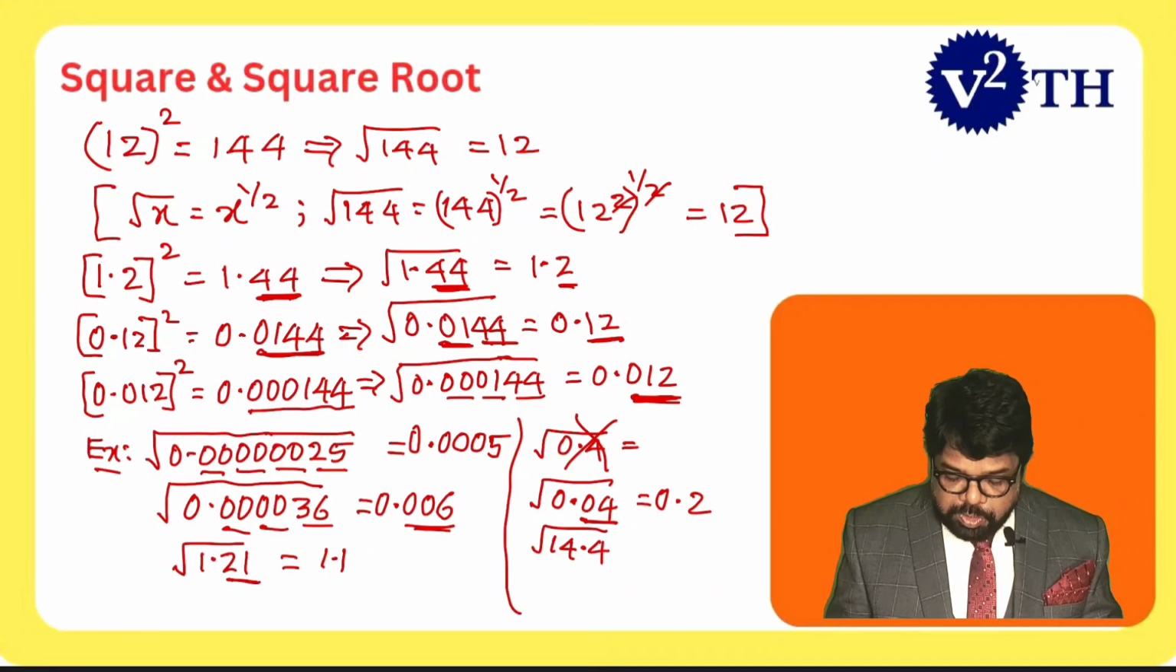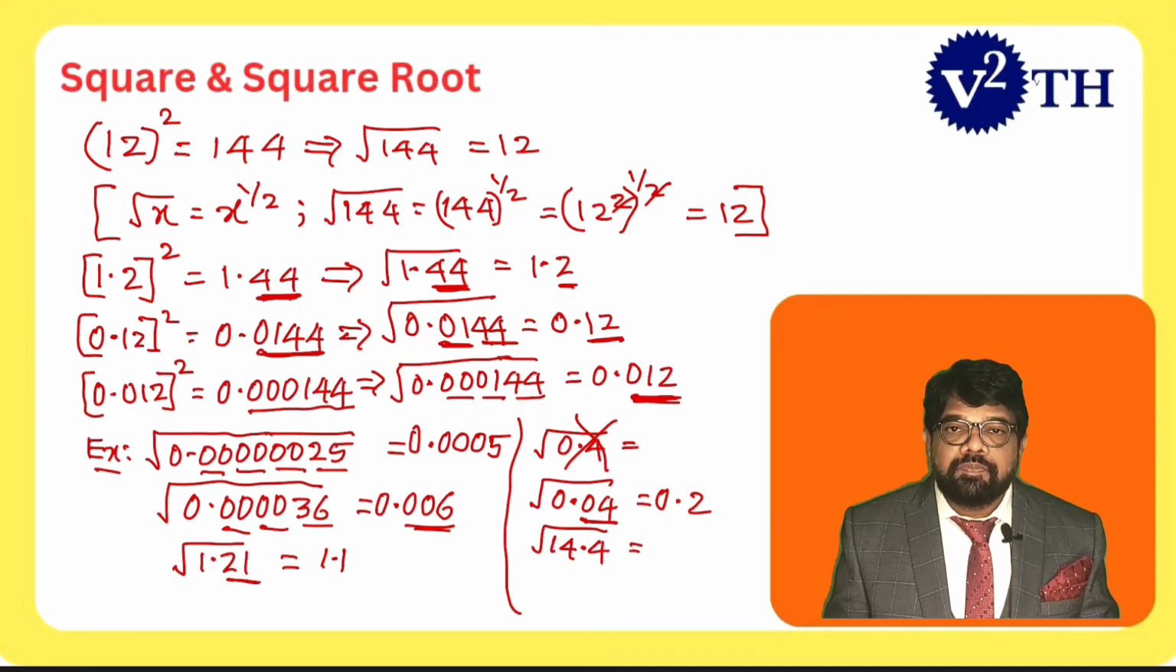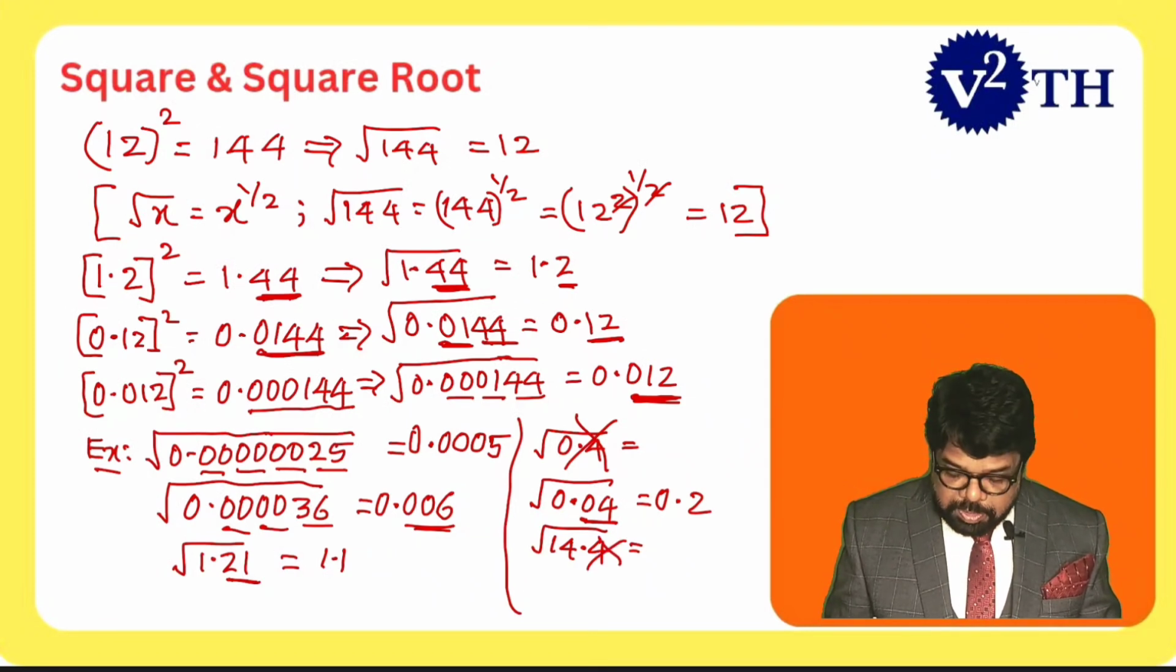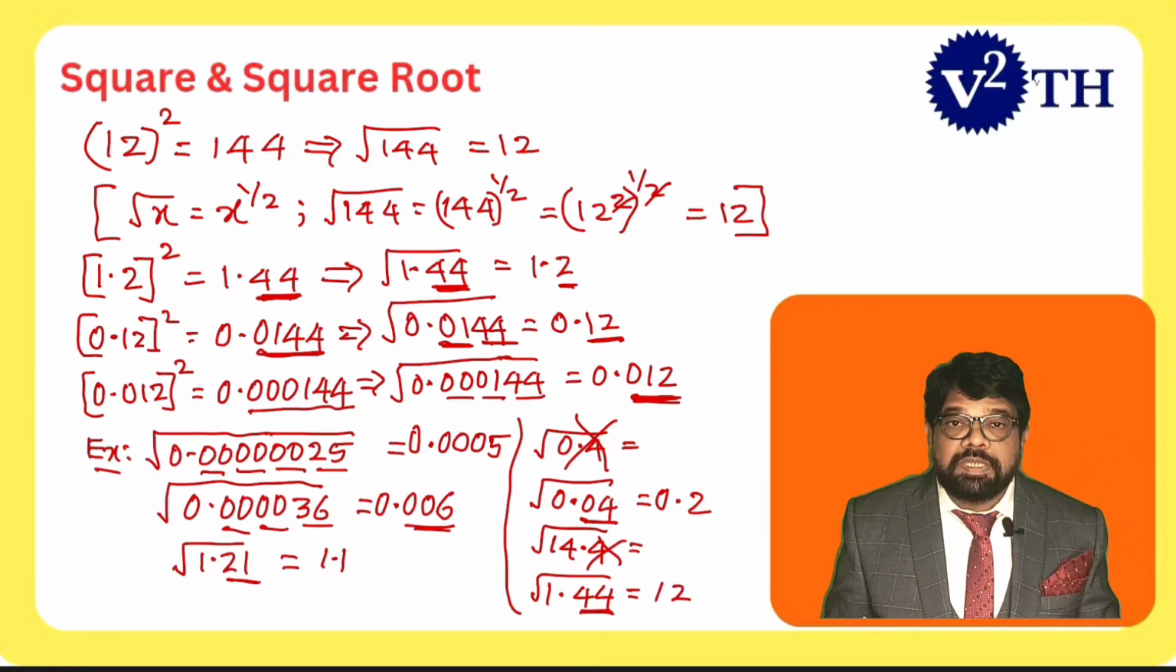Suppose see here 14.4. What is the square root of 14.4? After decimal, how many digits are there? 1 digit. So it is also not a perfect square. So square root of 1.44, you can say its value. So it is 12 square, you have to write 12. Now here, make it as 2 digits, one group. One group is there, after decimal 1 digit. So its value is 1.2.